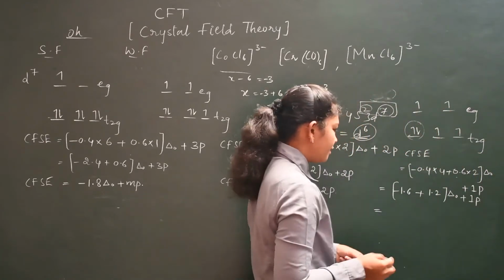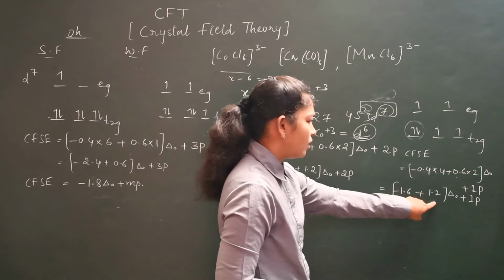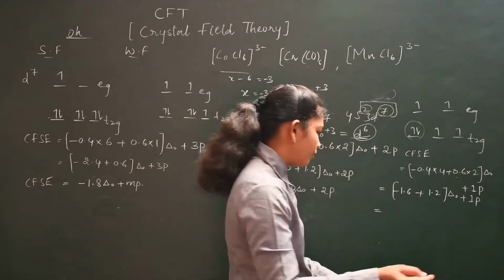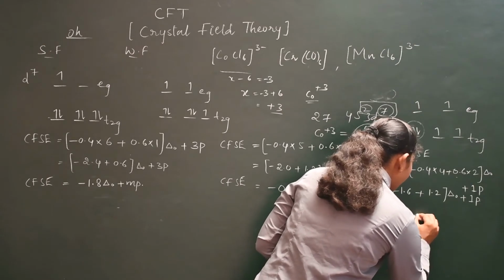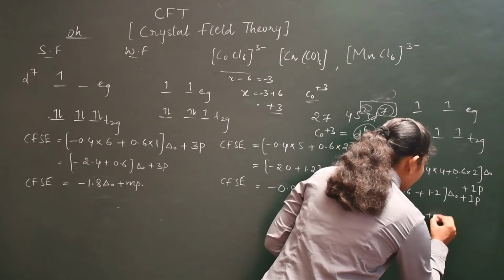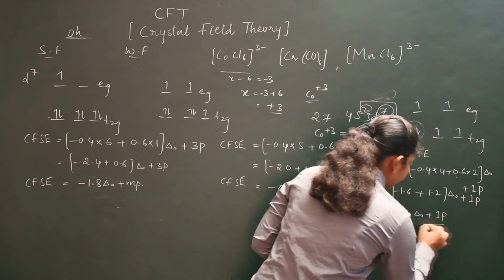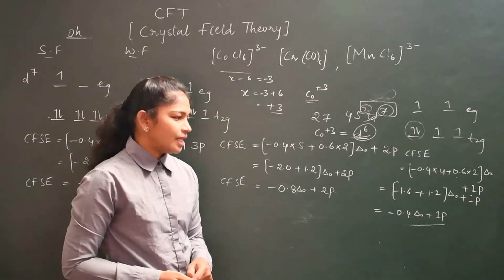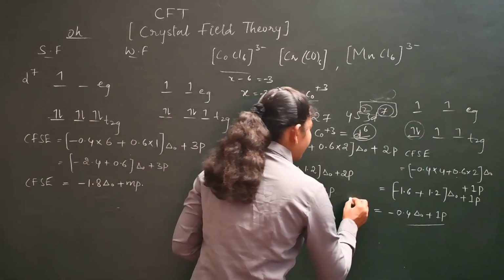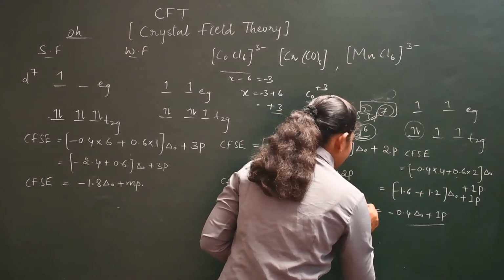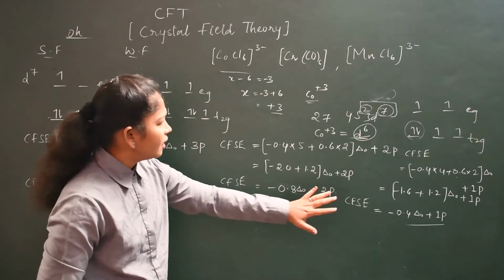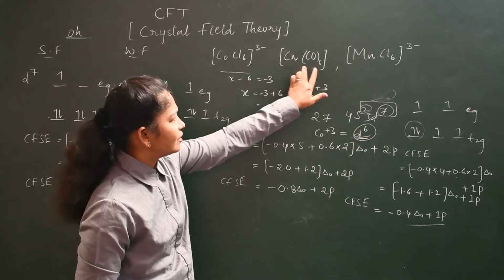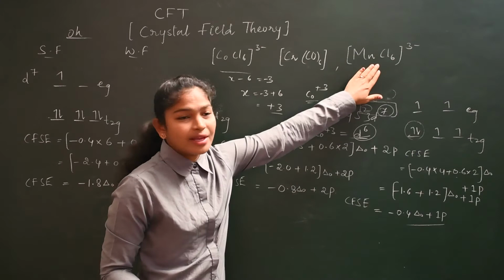Now what happens now? 1.6, 1.2, that means we will get minus 0.4 delta naught plus 1P. So that is CFSE, crystal field stabilization energy or splitting energy, whatever. So that will be here. So when we want to calculate this one, this is also weak field only, you can calculate in that.